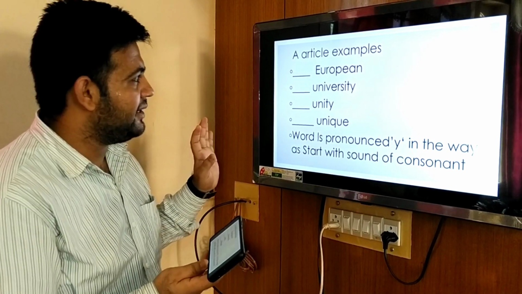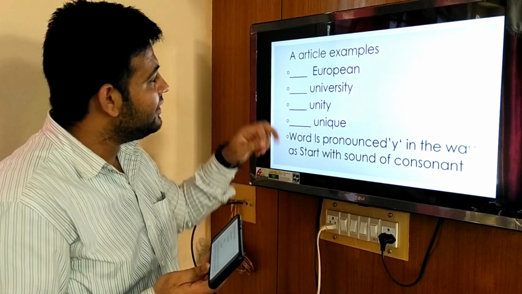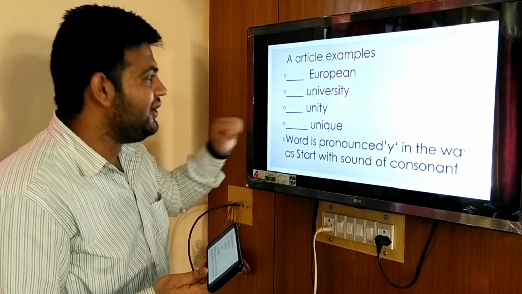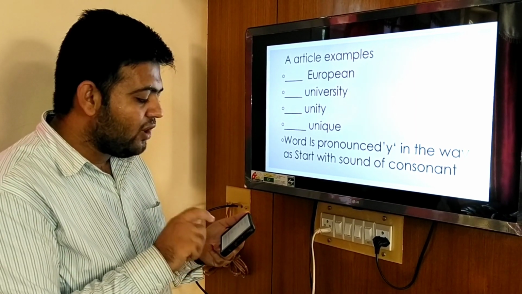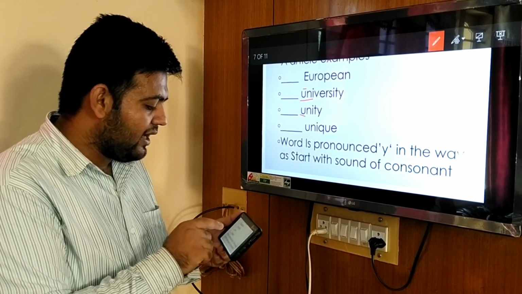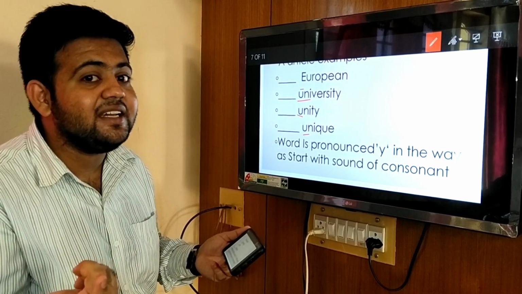So a few more examples that I will ask you, students, what we will use here. The first words are European, university, unity and unique. So what will we use here? My question is, because the first letters are all vowels, E and U, what will we use technically?